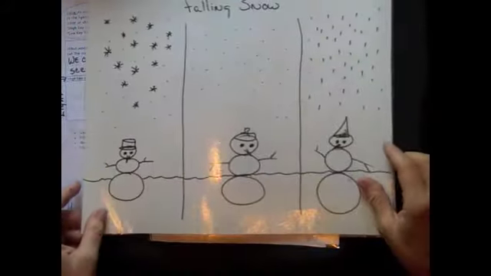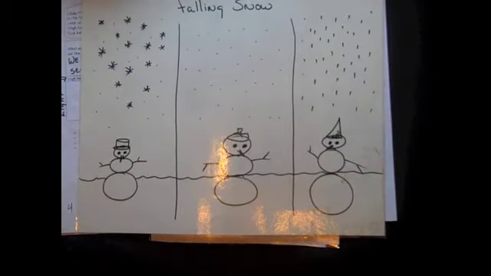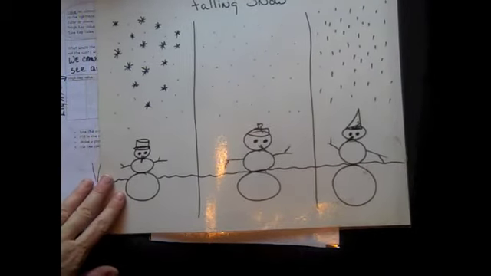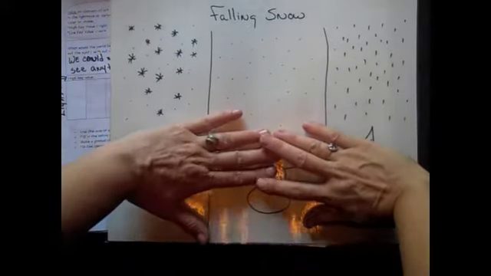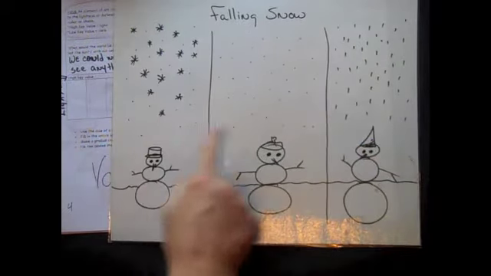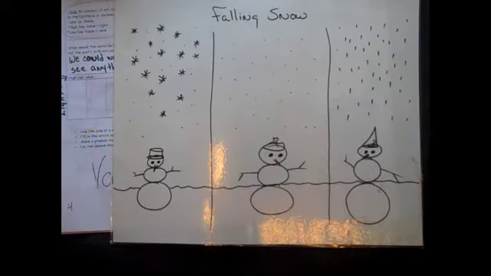Now we need a context clue. We need a context clue for falling snow. If I do not have my snowman there, then it just looks like asterisks, dots, and dashes. So you must put a snowman for a context clue.